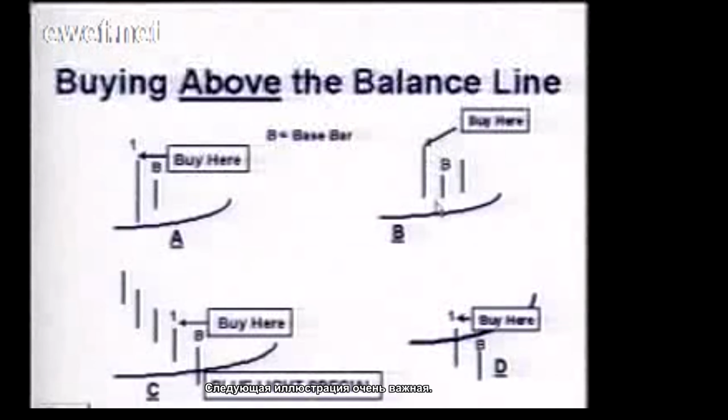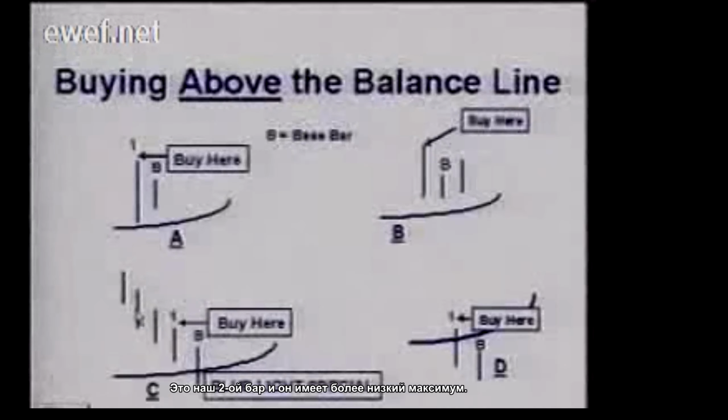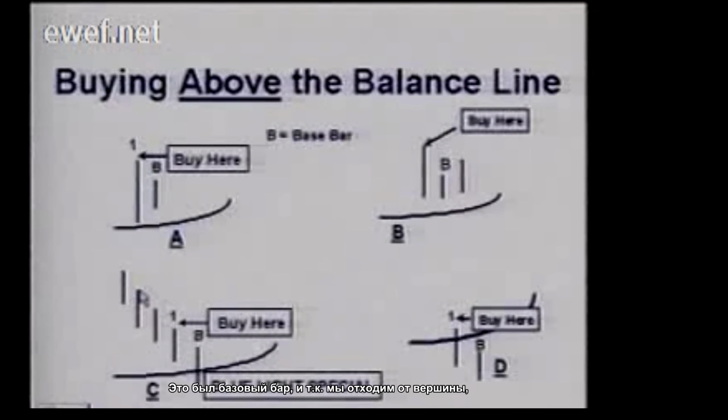Now, here's an important illustration, and you've been exposed to the blue light specials. You know what the blue light specials are. Let's go through this 5-bar sequence here on the lower left under illustration C. This was our first bar. Then this was our second bar, and it had a lower high. So that was a base bar, and since we are going away from the mountain, away from the blue line, from the mountaintop, then our buy would be at base plus 1 tick. Then the next bar, the third bar, had a still lower high.